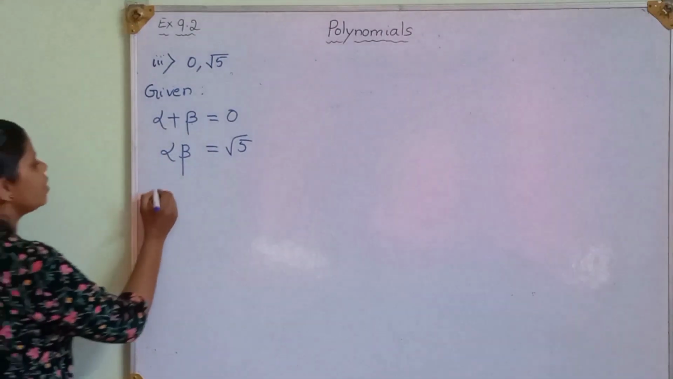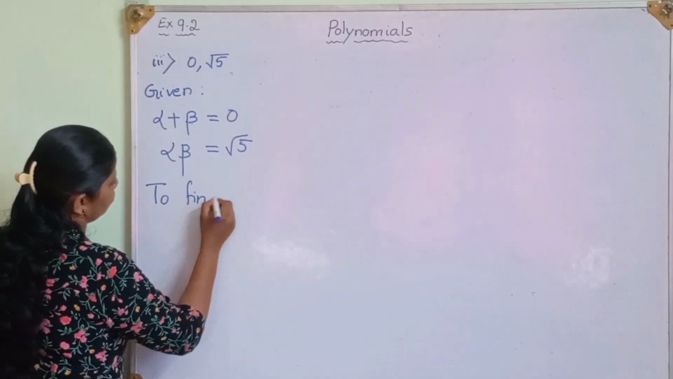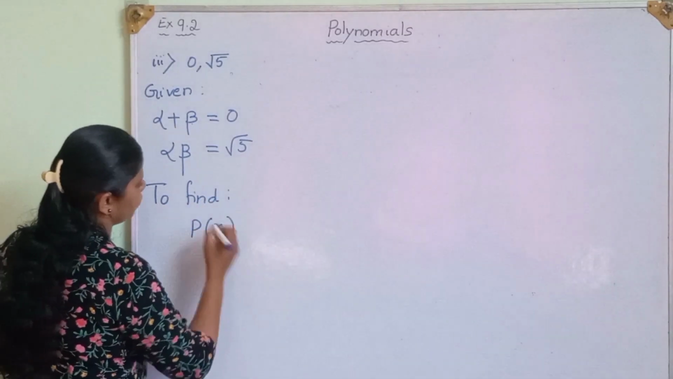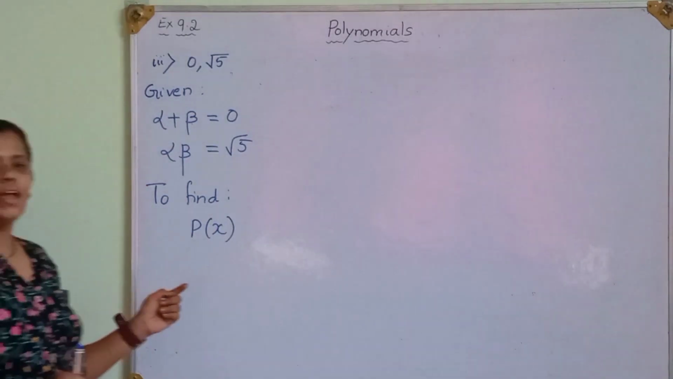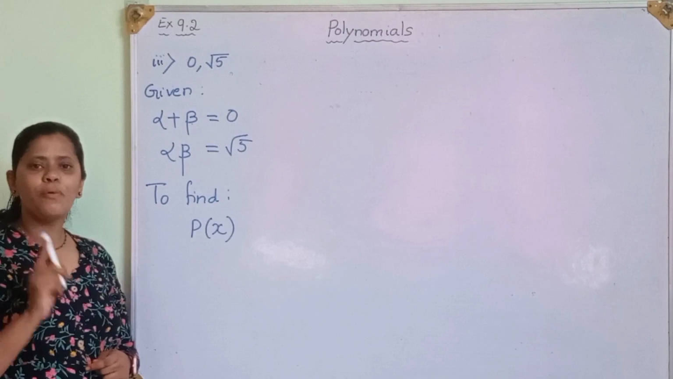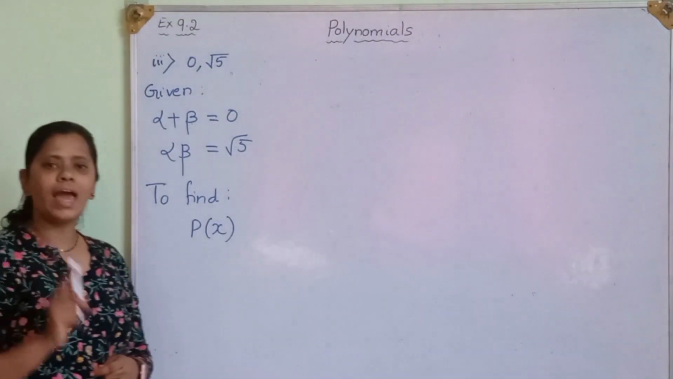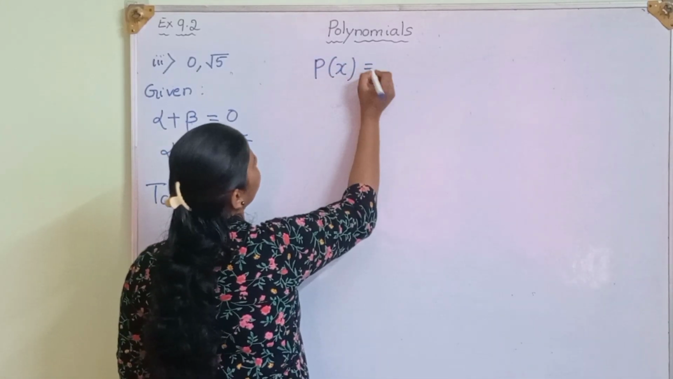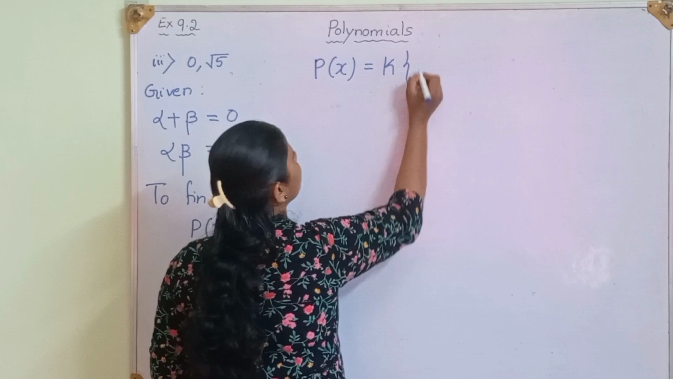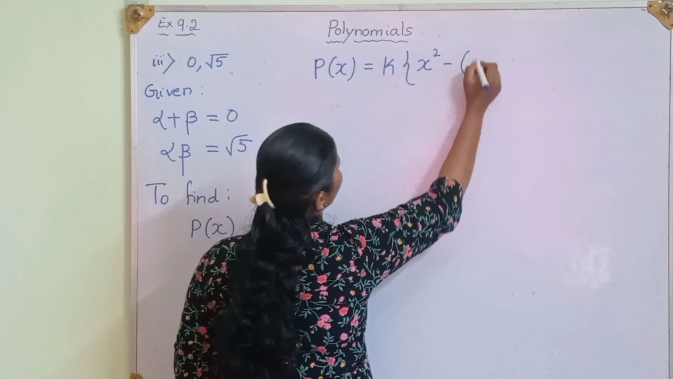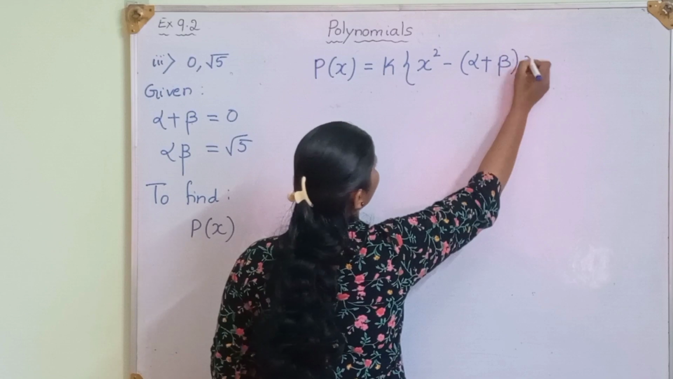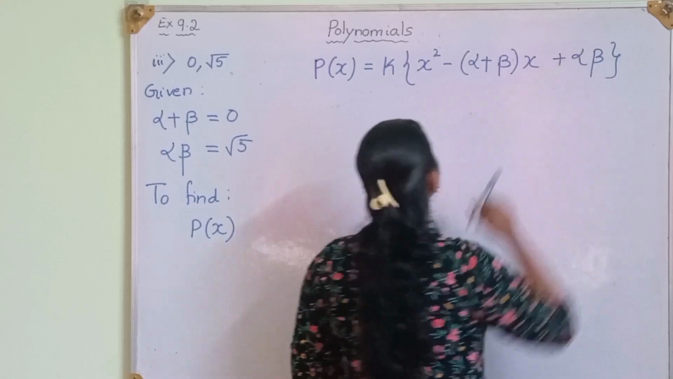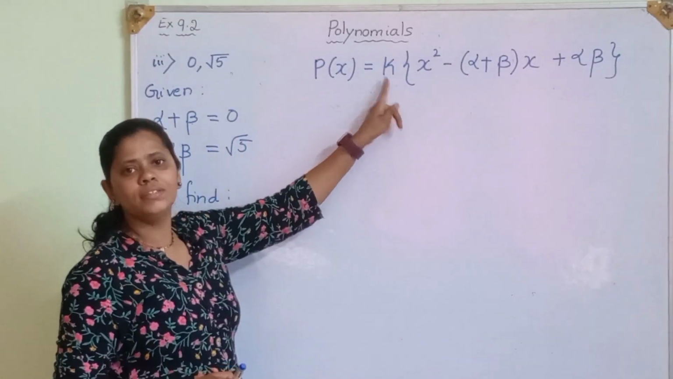What we have to find? We have to find P of x, right? Then how to find that? We know that when the zeros of the polynomial are given, the polynomial can be written in the form of P of x is equal to k into x square minus alpha plus beta into x plus alpha beta. Isn't it? Where k is a non-zero real number.